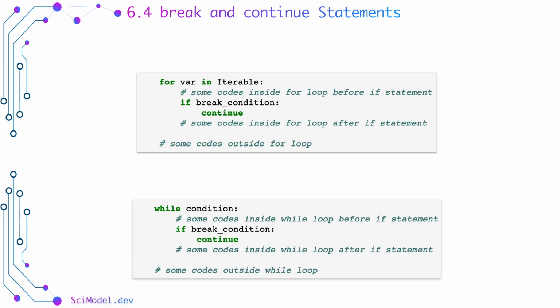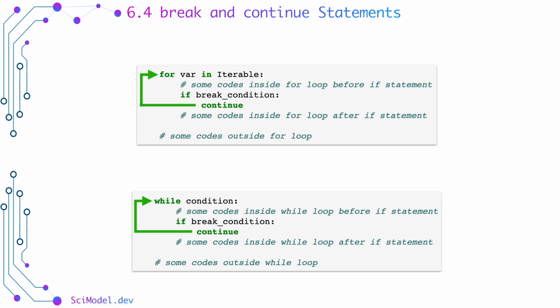Next, let us look into the continue statement. The continue statement is different from the break statement as it does not completely terminate the loop. The continue statement is used to skip the rest of the code inside the loop that comes after the continue statement. Similar to the break statement, the continue statement is coupled with an if statement inside the loop to determine when to skip the rest of the code.